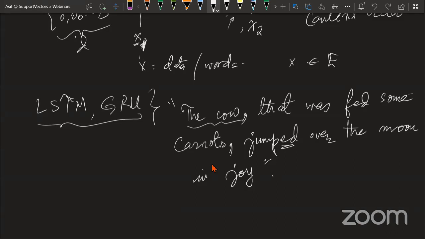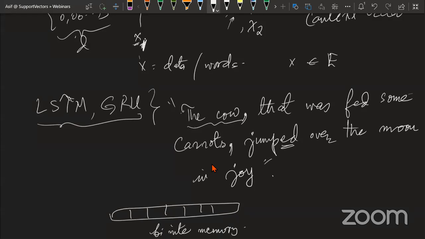Now, suppose your thought vector has a finite amount of memory. What happens is that you're updating this memory. You're trying to summarize what you have learned so far. Because you have finite memory, things begin to spill out, very much like human beings do.